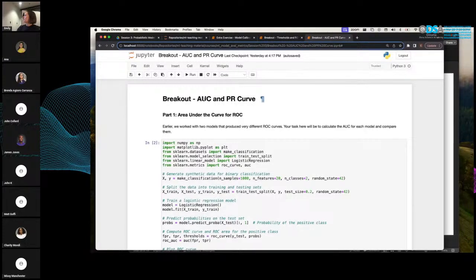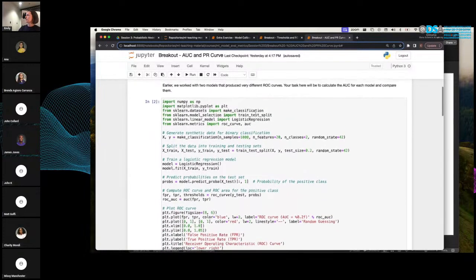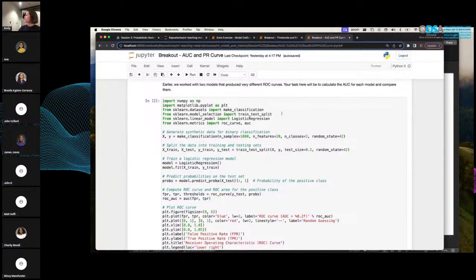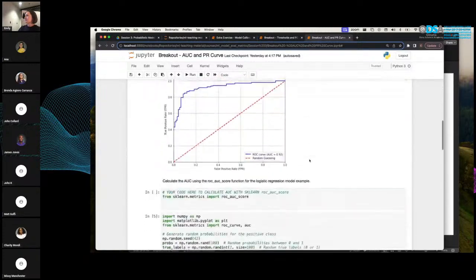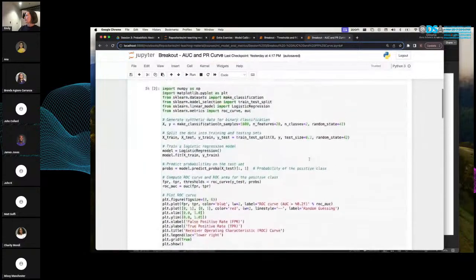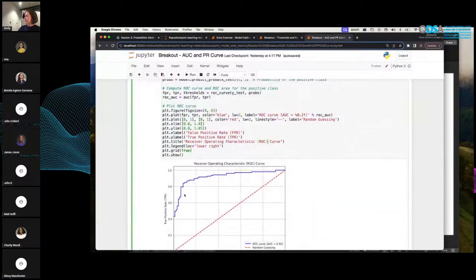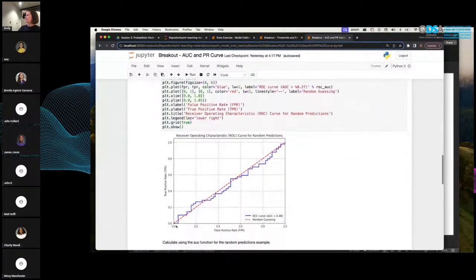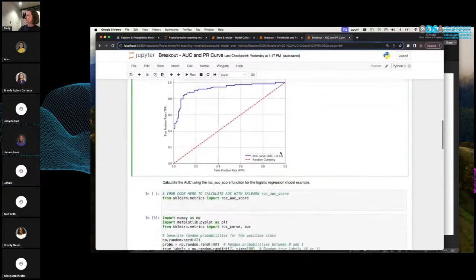If you could jump into this breakout, AUC and PR curve, we're going to talk about AUC in context of the ROC curve first, our receiver operator curve. So your task here will be to calculate the AUC for each model and compare them. I have this code that we just did before. This is the same code. We have our ROC curve here from our first model, and we have our ROC curve here for our random model. So we've got our logistic regression and our random model.